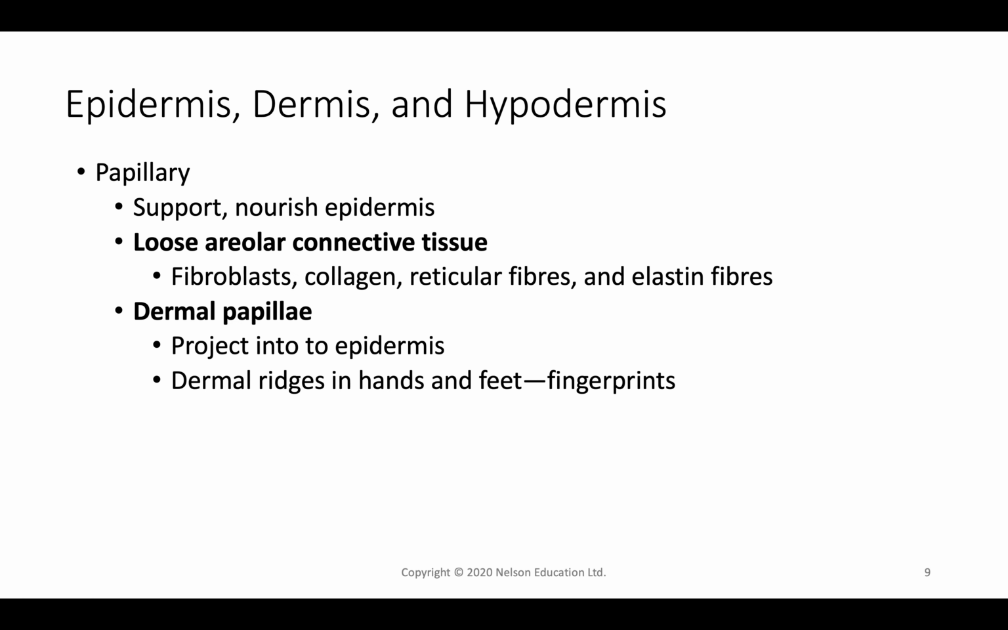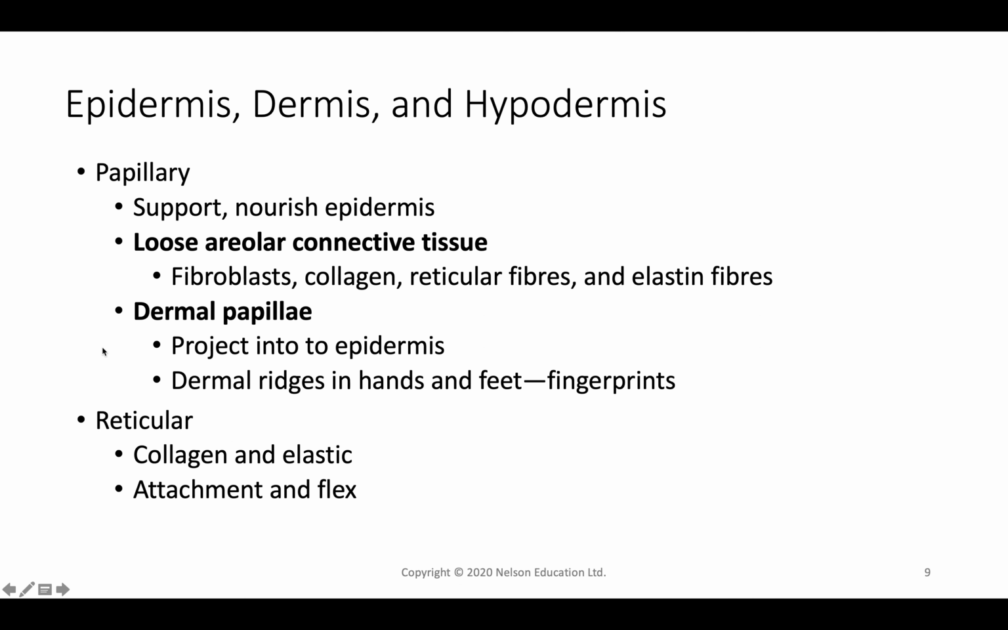Okay, we have a pretty large papillary network, which is there to be able to support the epidermal layer and nourish the epidermal layer. We also have some areolar connective tissue, which is going to include cells like fibroblast cells, and then some extracellular matrix molecules like collagen, reticular fibers, elastin fibers, etc. We also have those dermal papillae. Remember, they're going to go directly into those epidermal ridges and fit like a smooth little lock and key. And the dermal ridges are actually going to create little patterns on your hands and on your feet that are known as your fingerprints.